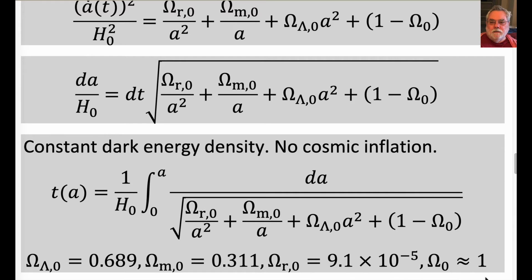We are within 0.005 of flatness, and the Hubble time is 14.436 billion years. So we would pick some scale factor a that we were interested in. We would integrate this up to that value of a, and this would give us a time, and that would be the time at which the universe had that scale factor.